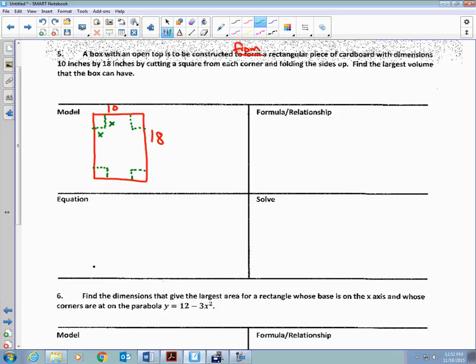What is the formula that's driving this problem? What's my objective? Maximize the volume. Largest volume. Volume equals length times width times height. So what's the length after I cut off the corners? What's the width? What's the height? x. When you fold it up, it's going to be x units tall.